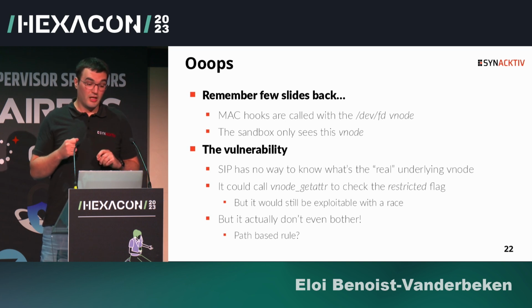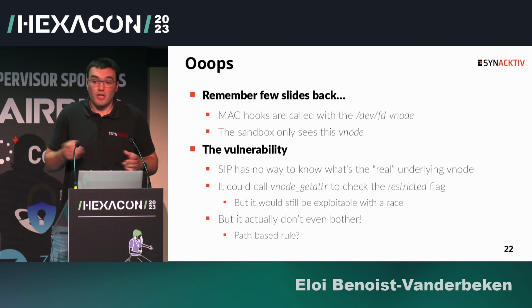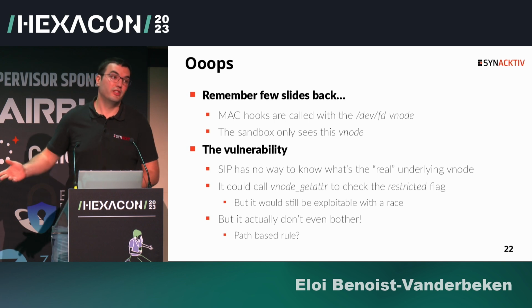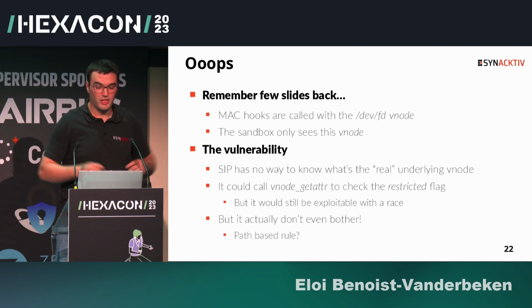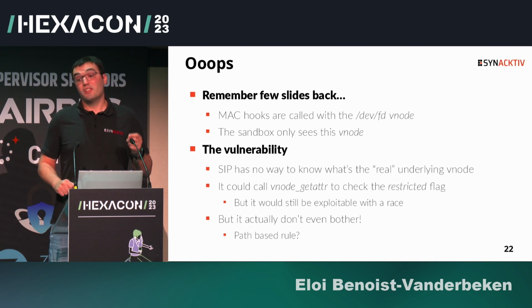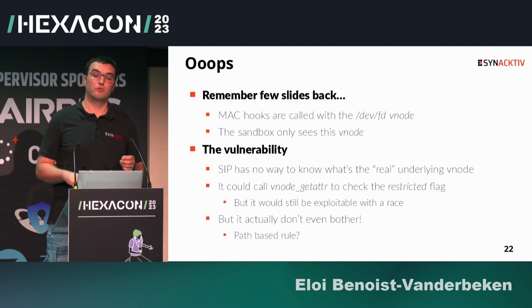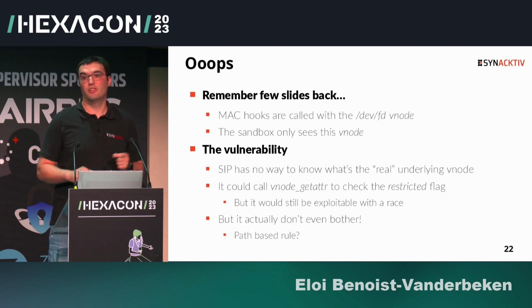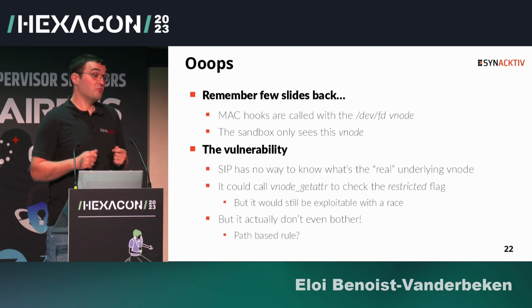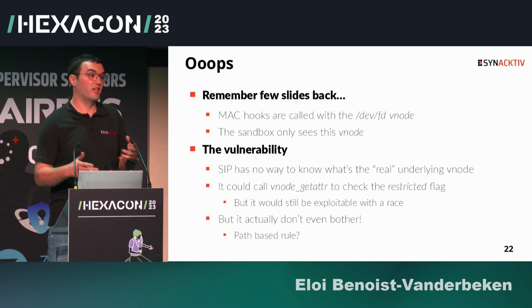So the sandbox and so System Integrity Protection has no way to know what the real underlying vnode is, because there is no public API that you can feed with a devfd vnode and it turns back the real underlying vnode. So what SIP could do would be to call vnode get attribute to check the restricted flag and then take a decision on that to block the opening of the file. But it would still be exploitable with a race, exactly the same way that we exploited the bug to get root.